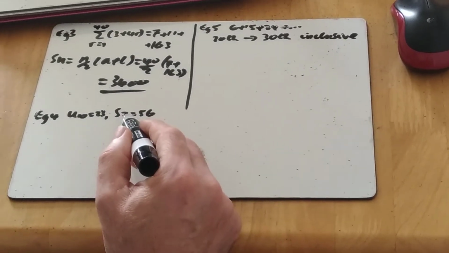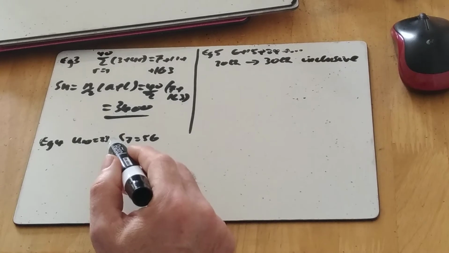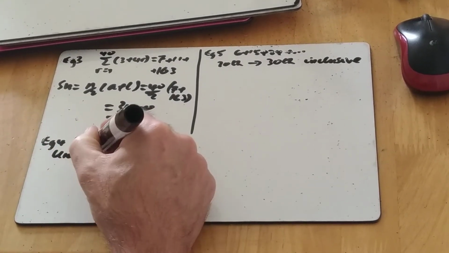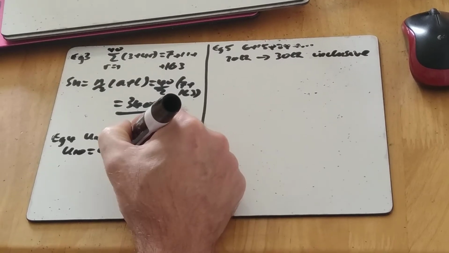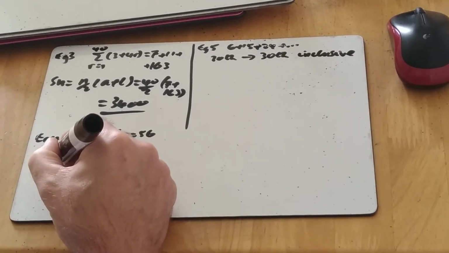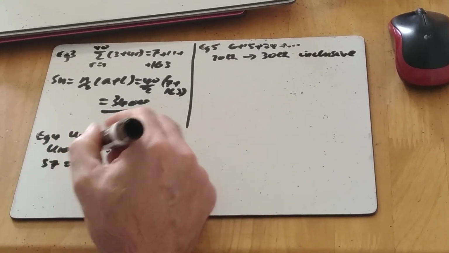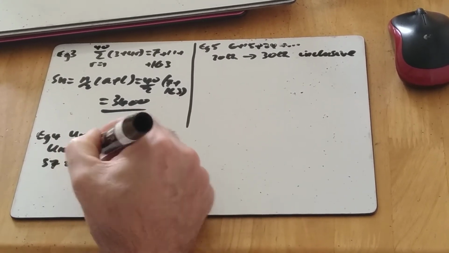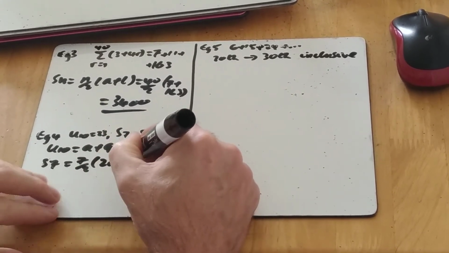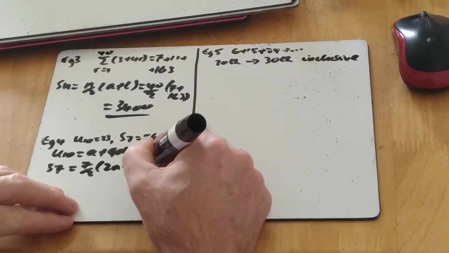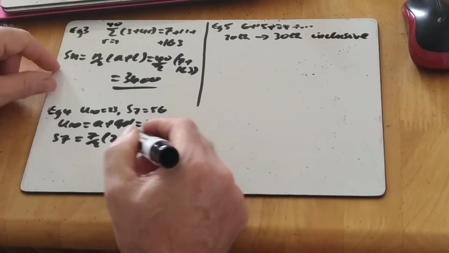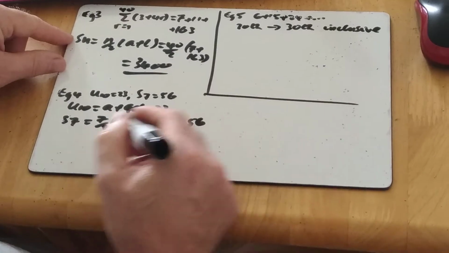The sum of the first 7 is 56. I can't fudge this. I have to use U10 equals a plus 9d, which is 23, and S7, which is 7 over 2 times (2a plus (n minus 1) 6d), which is 56, and turn these into simultaneous equations.